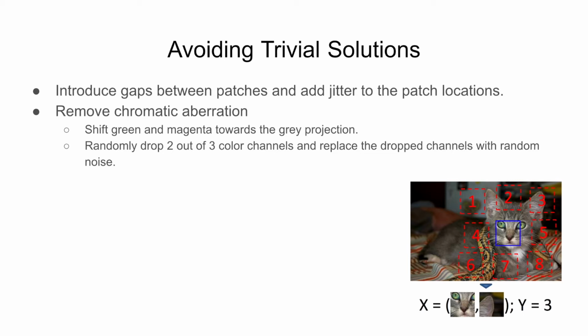So the way the authors suggest to handle this is they try to shift the green and magenta axis of the colors towards the gray projection, or they randomly drop 2 out of 3 color channels and replace those color channels with random Gaussian noise, where the standard deviation is 1/1000 of the standard deviation of the remaining channel. And this seemed to work pretty well for their experiments. The exact mathematical way with which they shift the green and magenta projections is discussed in detail in the paper.